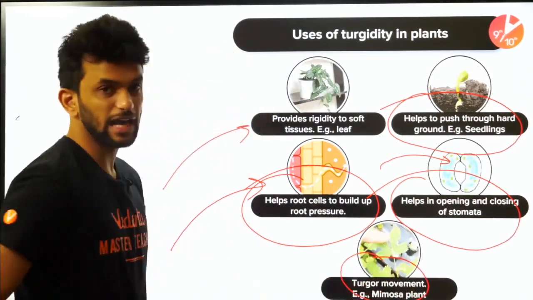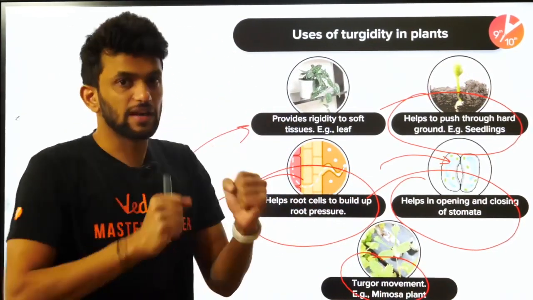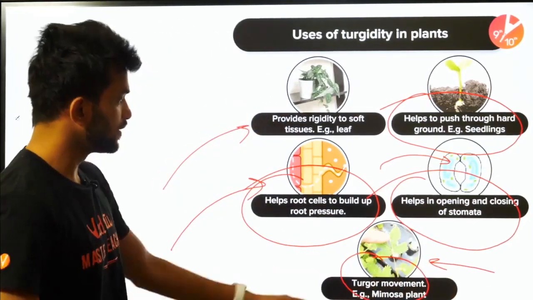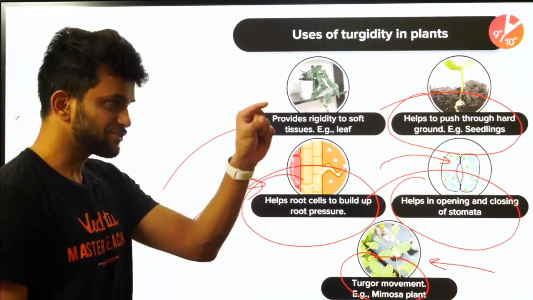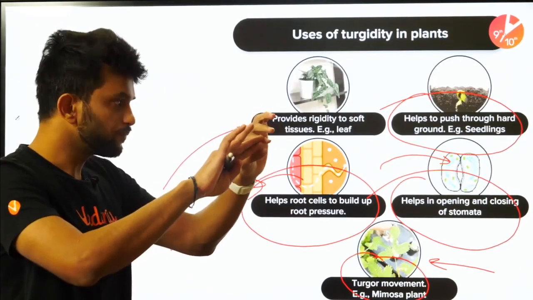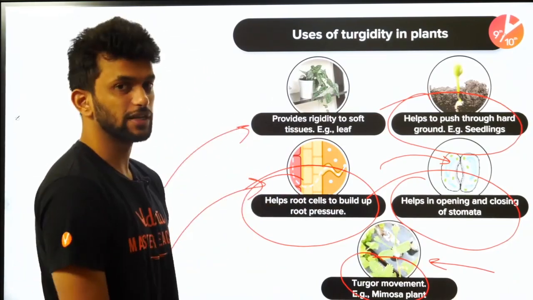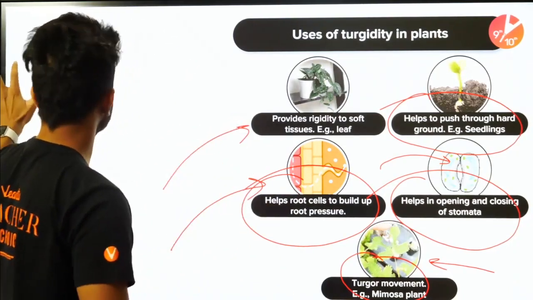It also helps in the touch-me-not plant. Have you seen the touch-me-not plant? When you touch it, it folds up like this. Why does this happen? It happens because of turgidity. As soon as you touch it, all the water goes out, it becomes flaccid, and the cells become flat. That's why it droops. I hope you're understanding, guys.